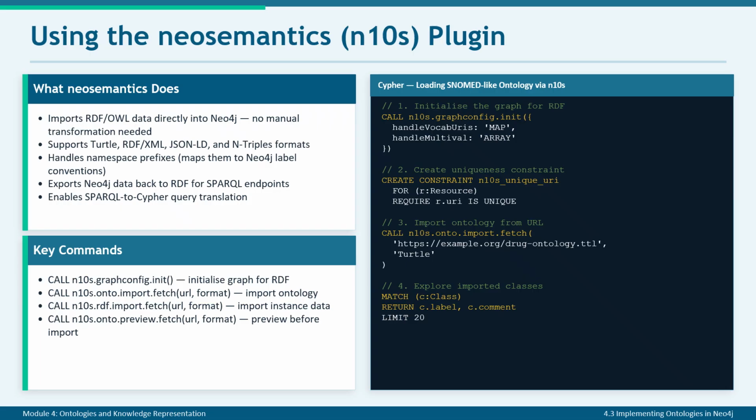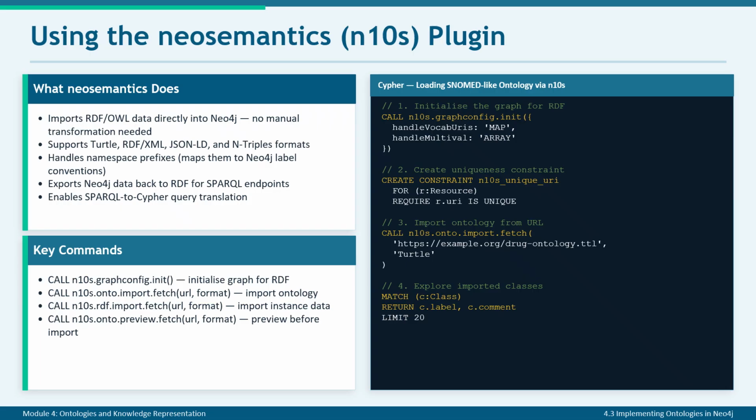Step 1. Initialize the graph for RDF with call n10s.graphconfig.init. The handleVocabUris setting tells n10s how to handle URI prefixes. MAP means map them to short names. Step 2. Create a uniqueness constraint on the resource URI. This prevents duplicate imports.